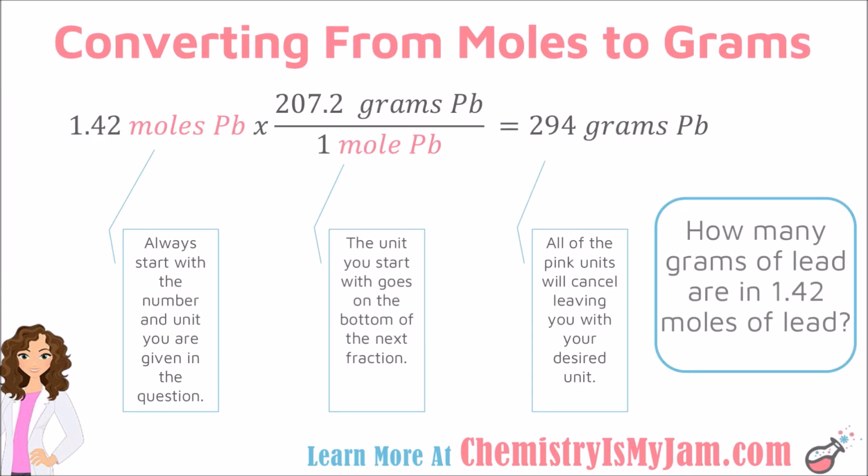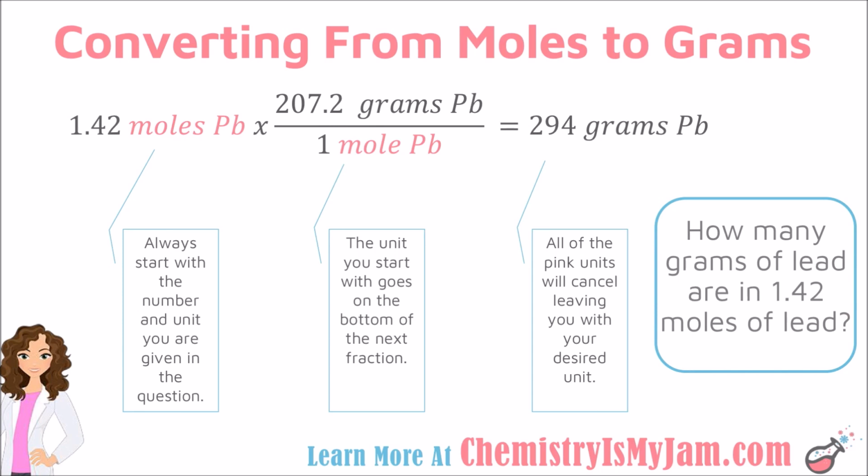Let's look at an example where we're going to convert between moles and grams using the molar mass off the periodic table. The question is, how many grams of lead are in 1.42 moles of lead? You always want to start with the number and the unit that you're given in the question. So in this case, I've started with 1.42 moles of lead. And then you would set up a conversion factor where you're going to have the units you start with cancel out and the units you're trying to go to on the top.